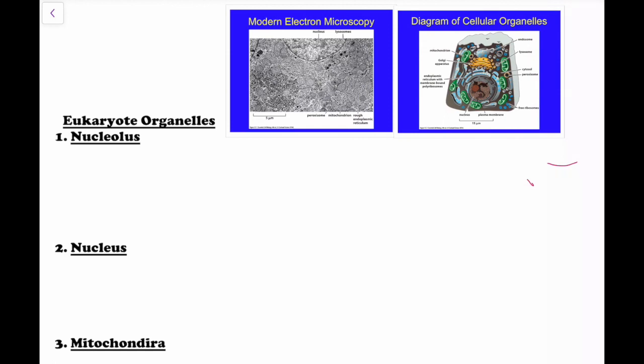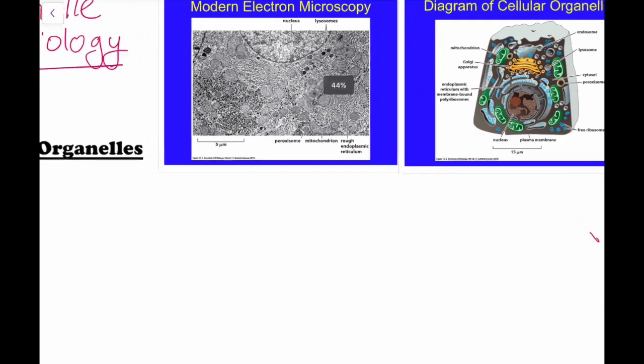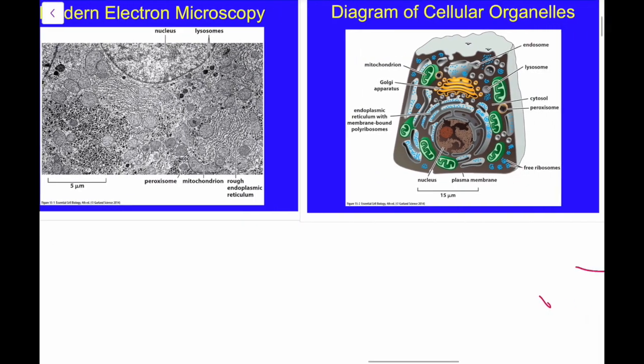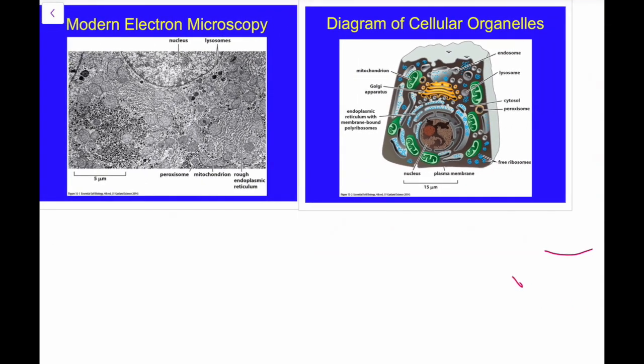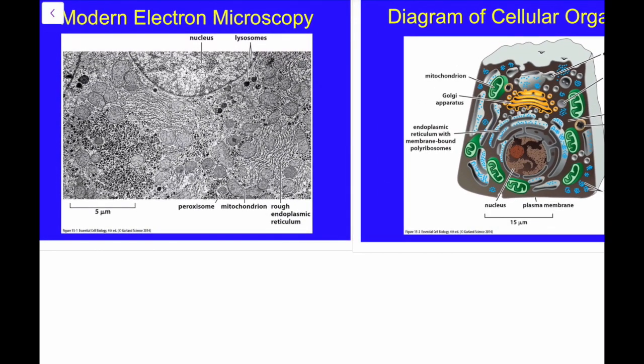What's going on, everyone? Let's do some organelle biology. Pretty simple. This is basic bio. So we will do organelles. Organelle biology or organelle structures. So here we have this microscope image, and we have the art image, and these will be the structures we will talk about.